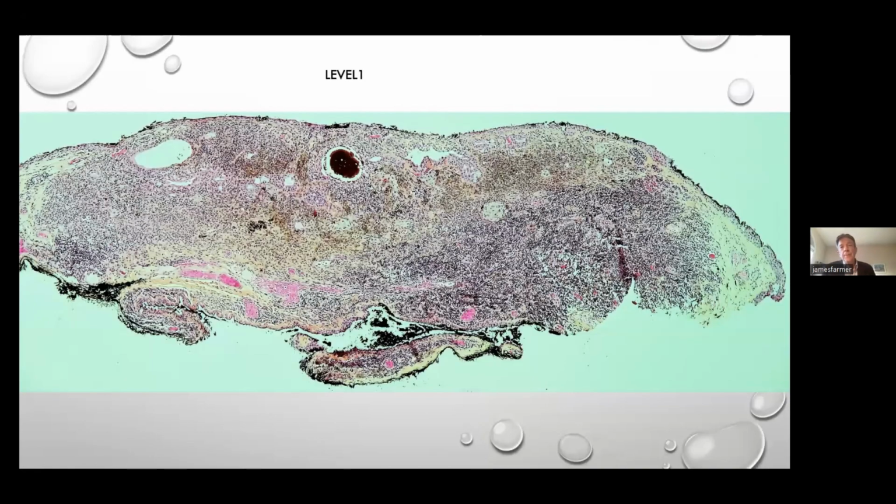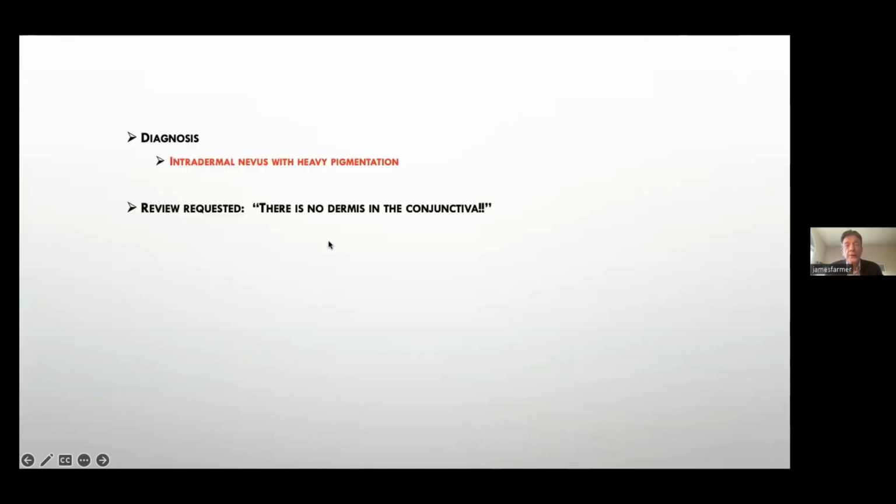So this is the level of the biopsy. It went to general dermatopathology, and one can see this proliferation of melanocytes in the substantia propria with a couple of cysts here. The diagnosis was intradermal nevus with heavy pigmentation, again read by a dermatopathologist. The oculoplastic surgeon asked me to review this case, under the pretense, he said, that this is automatically wrong because there's no dermis in the conjunctiva.